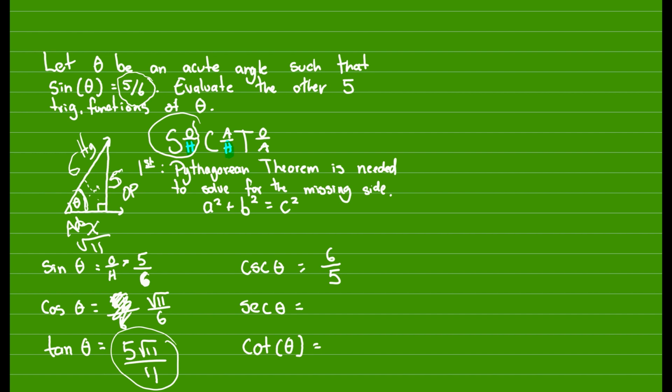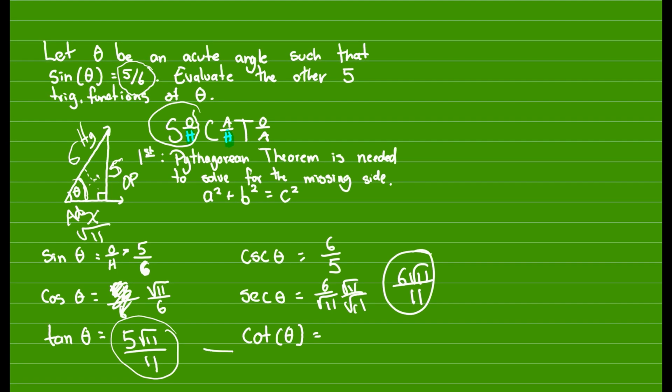And remember, the reciprocal ones are just the reciprocal. So what is secant of theta? It must be 6 over square root of 11. And if we rationalize, we get 6 square root of 11 over 11. Ta-da.